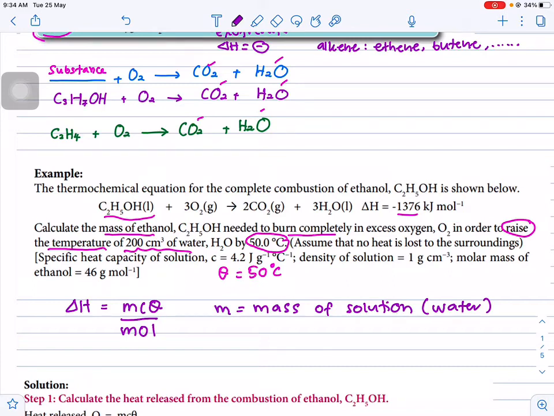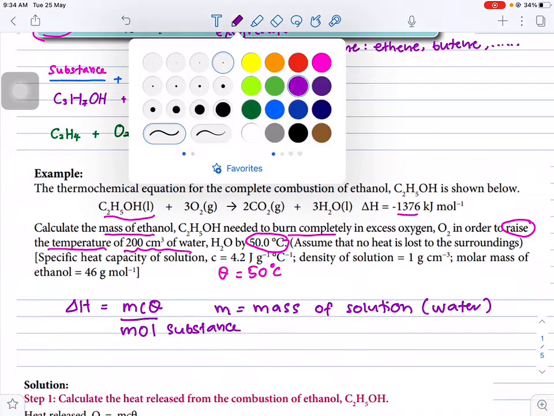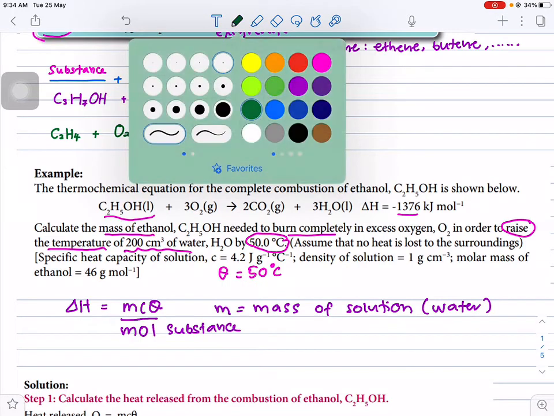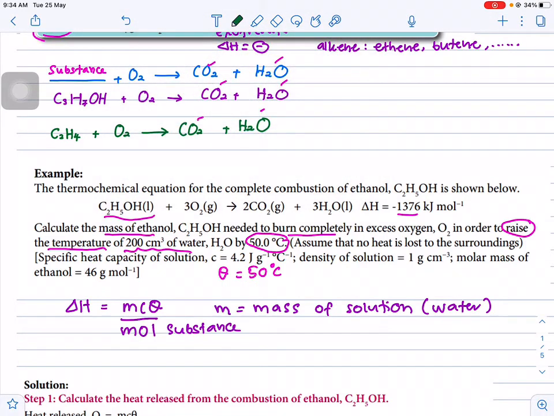Okay, what is the mole? The mole here is the mole of the substance. It depends on what substance that we use. And normally, for the 3 heat of reaction, when we want to calculate the number of mole, we use MV of 1000. Special for heat of combustion, the number of mole for the substance, okay, we don't use MV of 1000, we use mass over molar mass, because the data is in the form of mass.